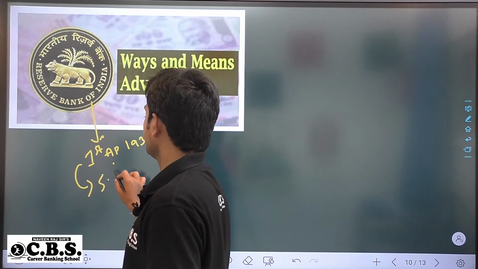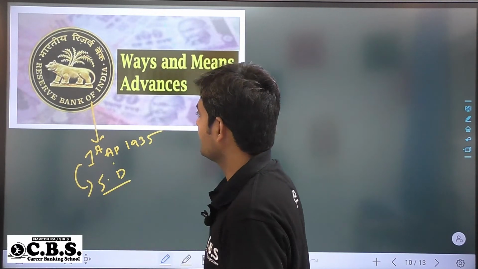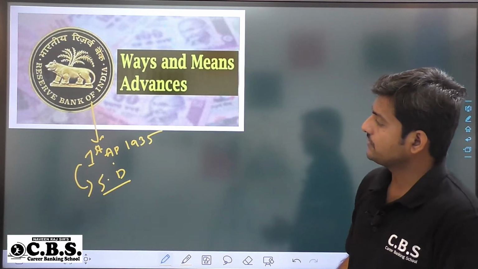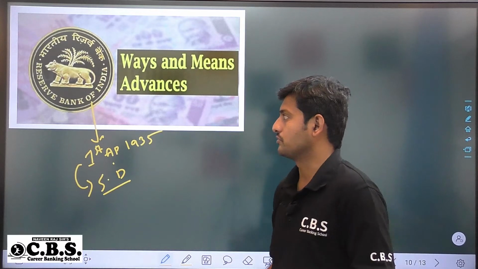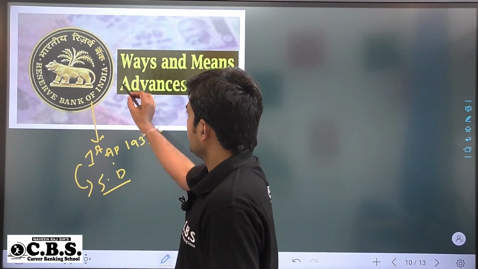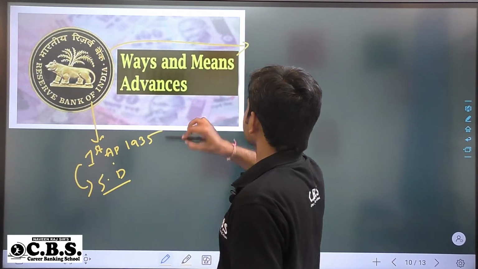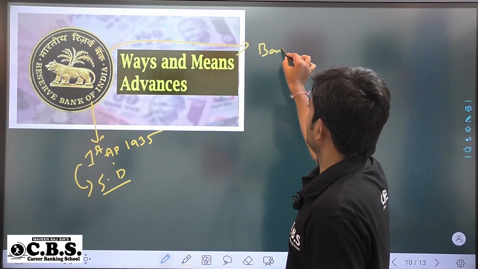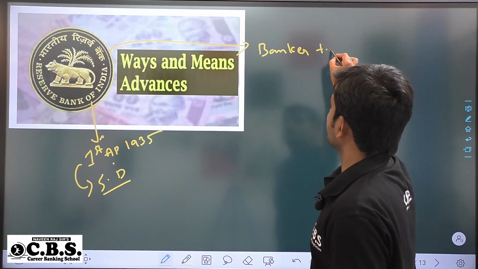1935. Shaktikanta Das is the current governor of Reserve Bank of India. So, like this, all the important points have already been discussed in our previous videos. See, here, Reserve Bank of India is known as banker to banks.